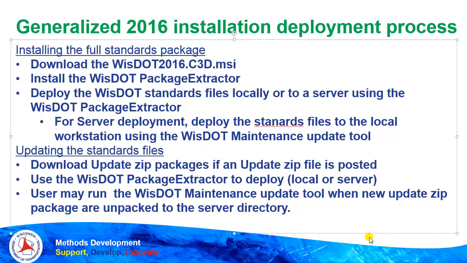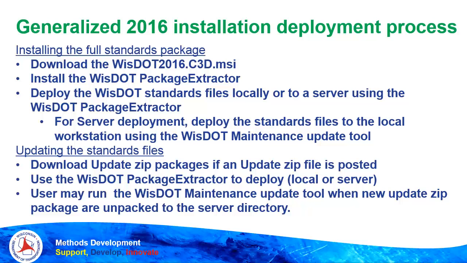Here I've created a generalized 2016 installation deployment process, kind of an outline of what to expect. For installing the full standards package, what you'll need to do is download the WisDOT 2016 Civil 3D MSI file. From that file you can install the WisDOT package extractor, then deploy the WisDOT standards files locally or to a server using the WisDOT package extractor. For server deployment, deploy the standards file to the local workstation using the WisDOT maintenance update tool. The WisDOT maintenance tool can also be installed using the WisDOT 2016 Civil 3D MSI.